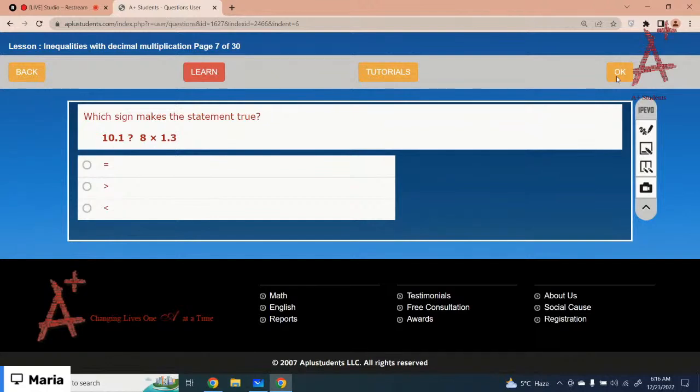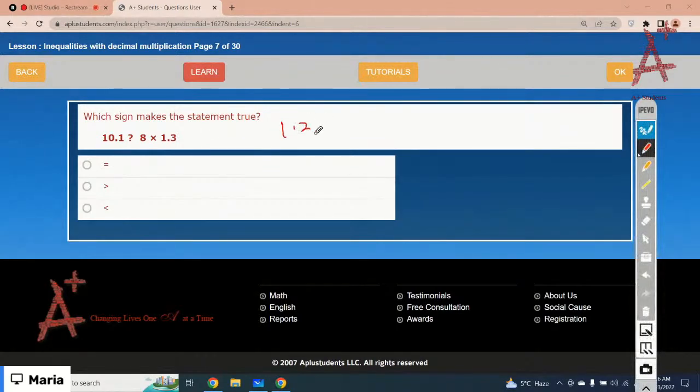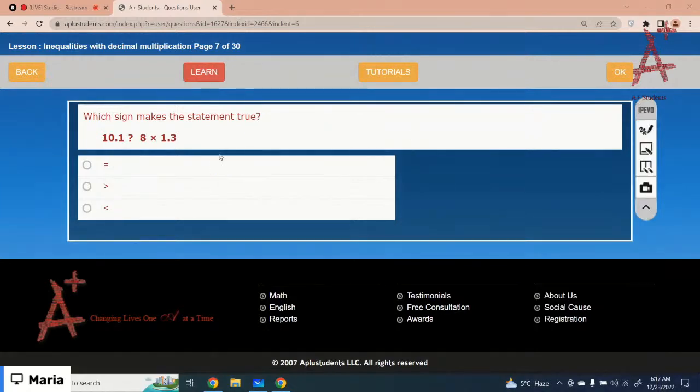Okay, which sign makes the statement true? 10.1 and 8.8 times 1.3. So 1.3 times 8. 8 times 3 is 24, write 4 and carry 2. 8 times 1 is 8 and 2 is 10. So it would be 10.4. So you have to compare 10.1 and 10.4. So 10.1 is greater than 10.4 or less than 10.4? Less it is. Got it? So 10.1 is less than 10.4. Just select the correct option and click on the OK button.